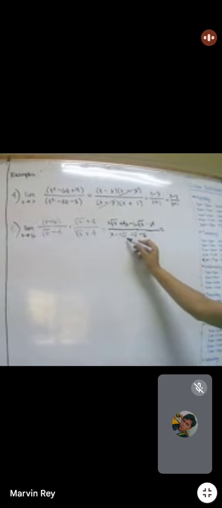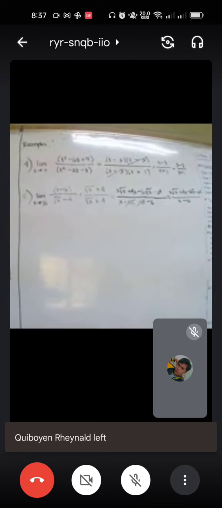So positive 4 square root of x and negative 4 square root of x is just equal to 0, or can be cancelled out. Then the remaining values are x square root of x plus 4x minus 16 square root of x minus 64 all over x minus 16. Okay? Next, what's the next procedure?